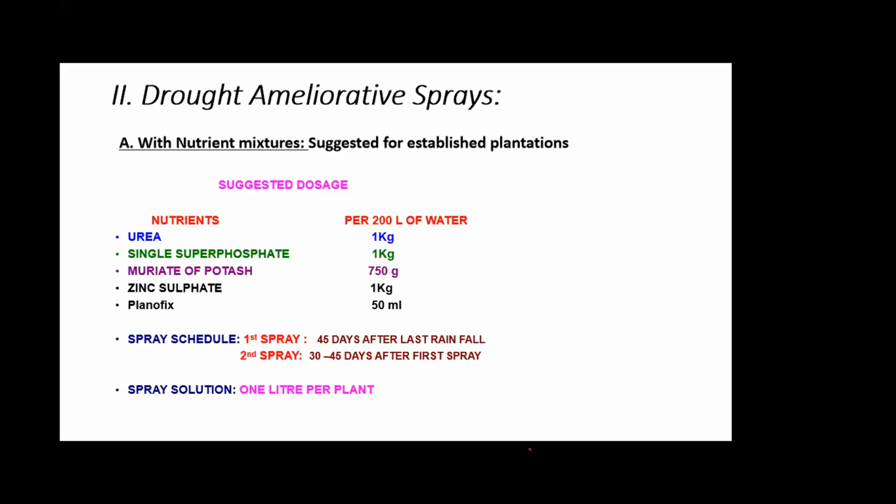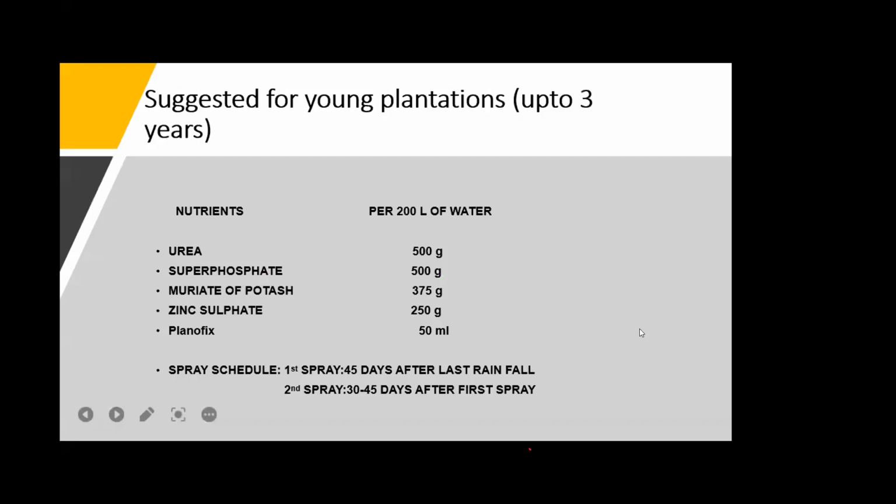So this is for the established plantations. This is for the young plants. Up to 3 years, you can reduce the dosage here. Urea, you have to take 500 grams, SSP 500 grams, muriate of potash 375 grams, zinc sulfate 250 grams, and Planofix. It is a common thing, 50 ml. You should not reduce this Planofix. And again, the spray schedule should be the same, that is 45 days after the last rainfall. And the second spray should be during 32 to 45 days after the first spray.